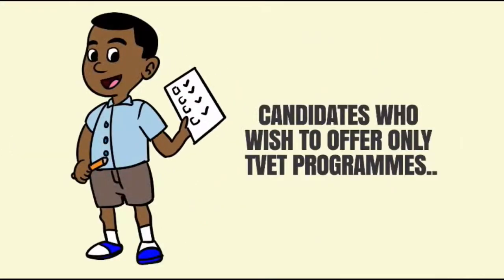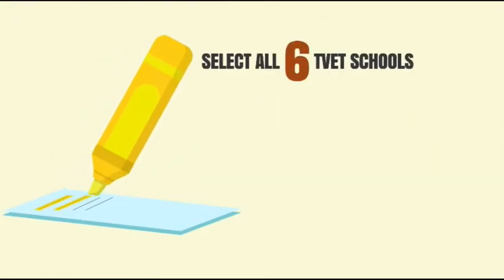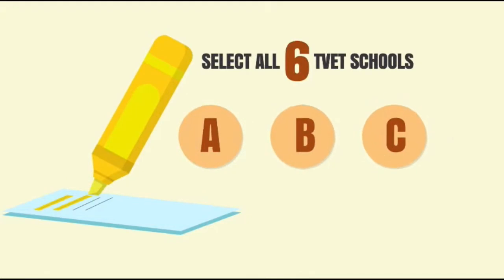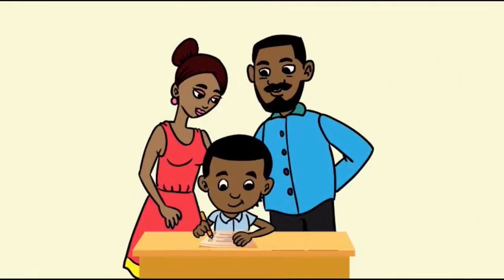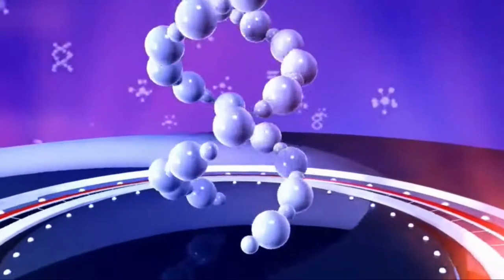Candidates who wish to offer only technical and vocational education and training programs must select all 6 TVET schools from category A, B, and C as day or boarding. In total, all candidates must select 6 schools. Parents are supposed to supervise their wards in the selection and filling process, sign and submit forms.